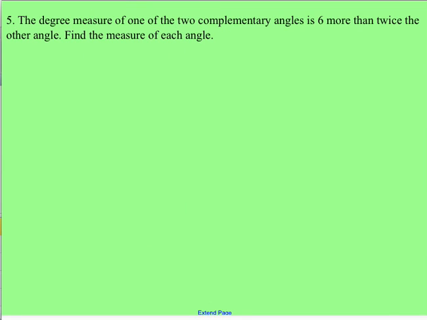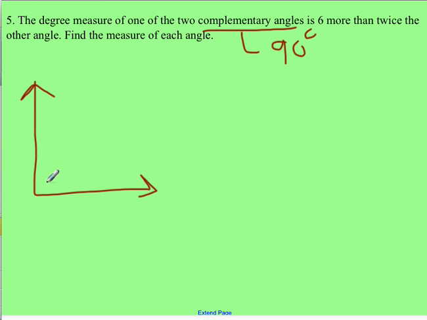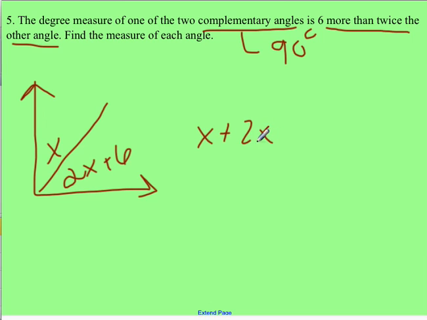Looking at number 5, the degree measure of one of 2 complementary angles. Okay, complementary is going to be 90 degrees. So I'm going to draw a 90-degree angle. So one of my angles is again going to be labeled X. Then the other one is 6 more than twice the other angle. Well, twice the other angle is going to be 2X, and then we're going to have plus 6. So now I need to have those add up to 90. So X plus 2X plus 6 needs to equal 90.